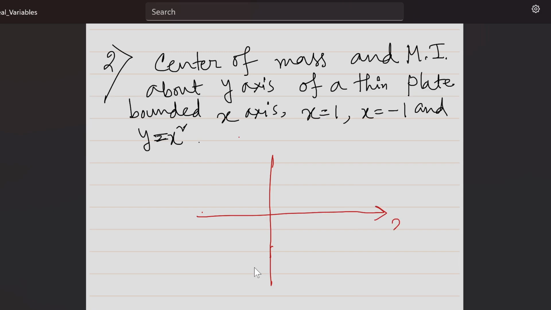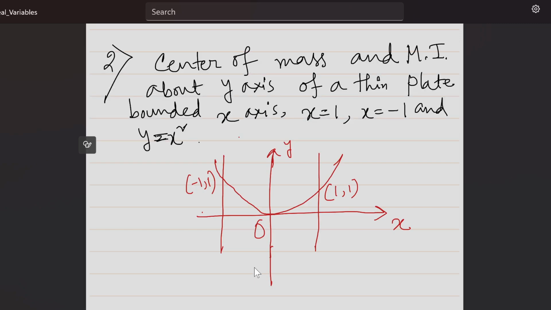So this is x, this is y, and first I will draw the parabola y equal to x square. It looks like this type of thing. And what is x equal to 1? This is this. x equal to minus 1 is this. And that's it, the x-axis. So what is the region? This is 0, this is 1 comma 1, this is minus 1 comma 1.